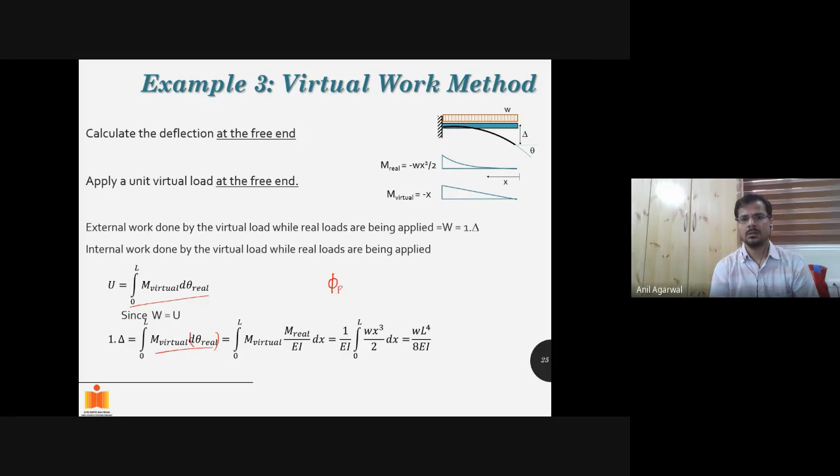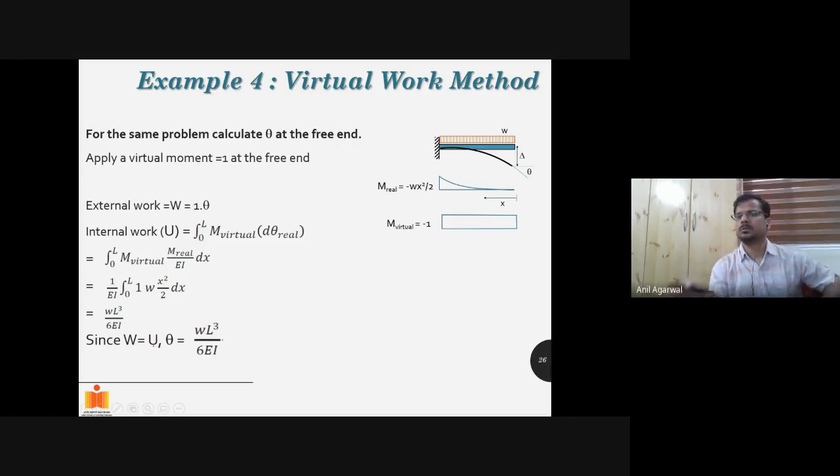This is the strain energy term, where dθ real can be represented as φ real multiplied by dx, because your φ is nothing but dθ by dx. So dθ can be written as φ dx. Then φ subsequently can be written as M real divided by EI, so dθ is M real dx divided by EI. That's what this is. Then you substitute the bending moment diagram because of the real loads, and you can solve for u.